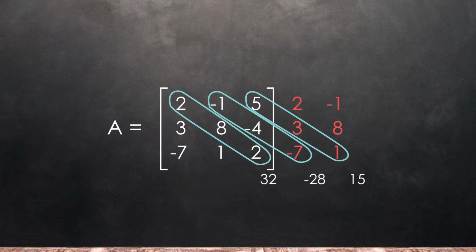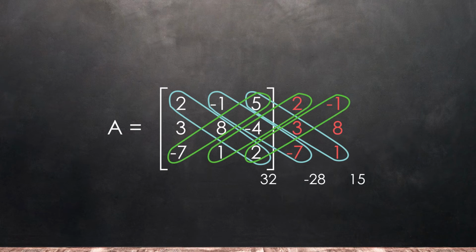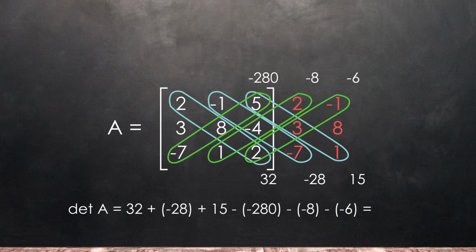Now we're going to look at the 3 full diagonals going from the bottom left to the top right. And for each of these diagonals, we will also multiply their entries. To calculate the determinant of A, we add the results from the downwards diagonals and subtract the results from the upwards diagonals, and we get 313.